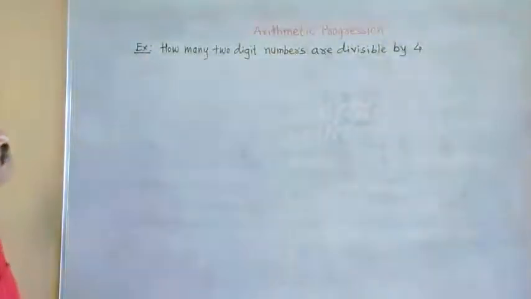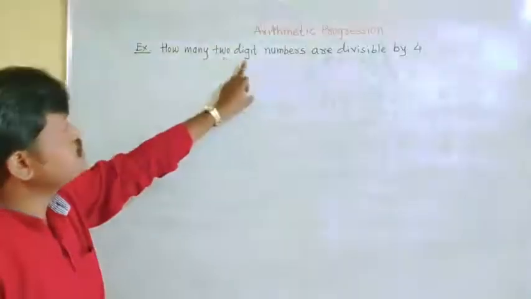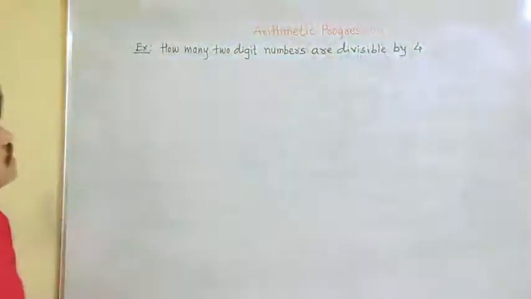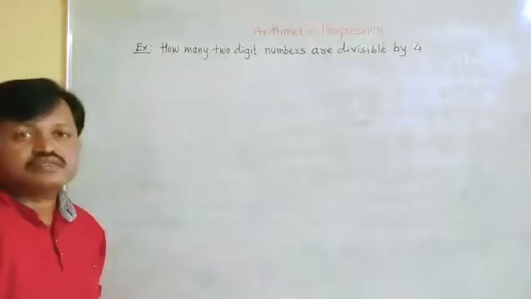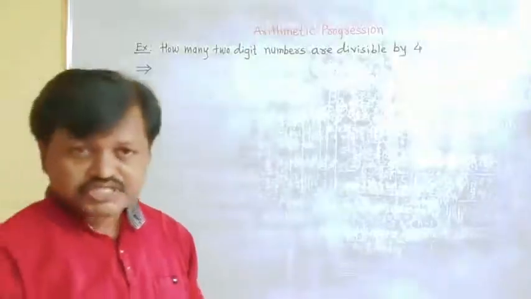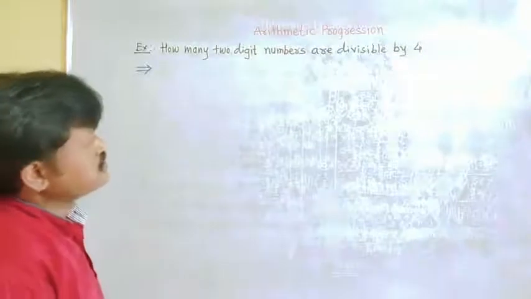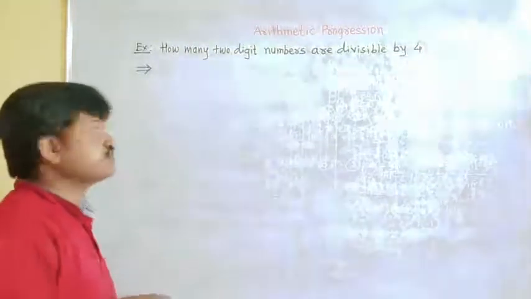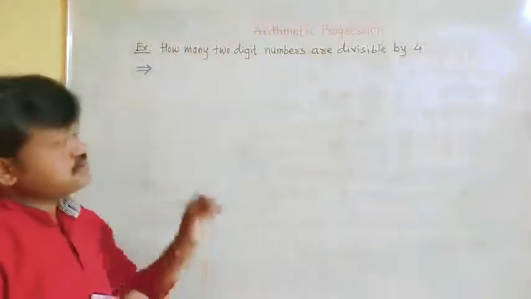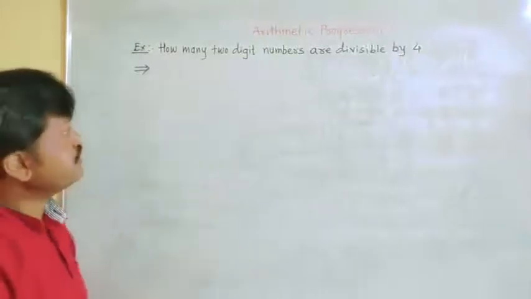How many 2-digit numbers are divisible by 4? How many 2-digit numbers are divisible by 4? We have to find how many numbers are divisible by 4. So you first make your list of which numbers are divisible by 4. Let us start. In that, the first 2-digit number is 10. But 10 is not divisible by 4.